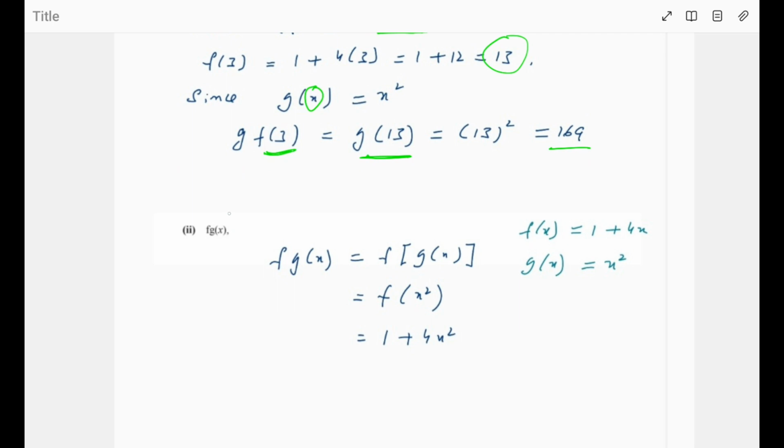Now I have to find fg(x), and fg(x) is like in place of x of f, I will put the whole g(x). Mind it that f(x) is 1 + 4x and g(x) is x squared. So when I write fg(x), I'm plugging x squared in place of g(x) because g(x) is x squared. On simplification, I will get 1 + 4x squared.